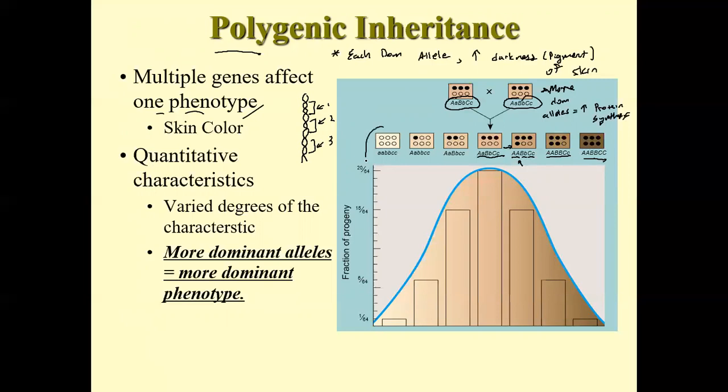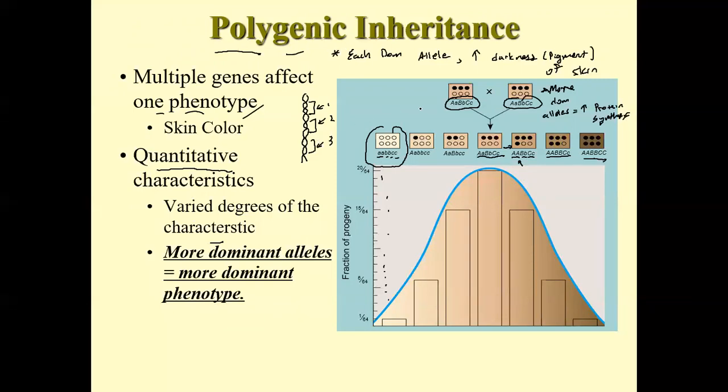Now, vice versa, if you go on the opposite end and don't have any of those dominant traits, you're not going to be making any of that pigment, any of that protein, hence why you're going to get very fair skin. So when you get any type of phenotype that is quantitative, like height, darkness, or lightness, anytime you get varied degrees of a characteristic, not just tall versus short, one particular phenotype versus the other, anytime you get some variance and it's quantitative, typically what's going on is polygenic inheritance.